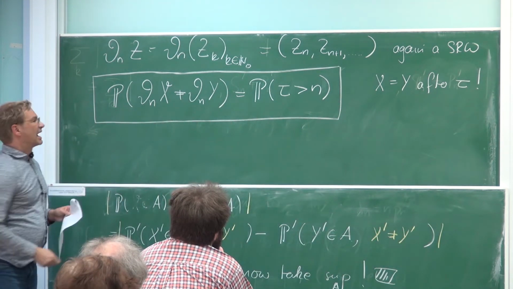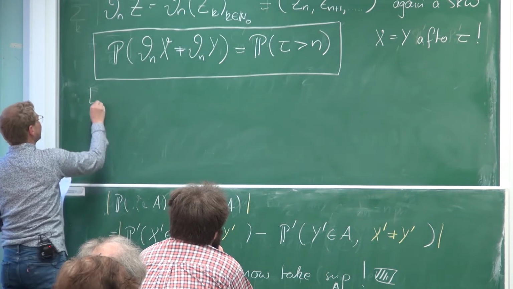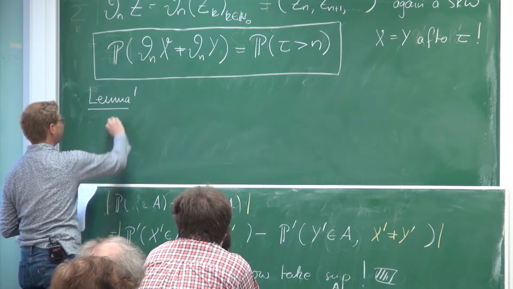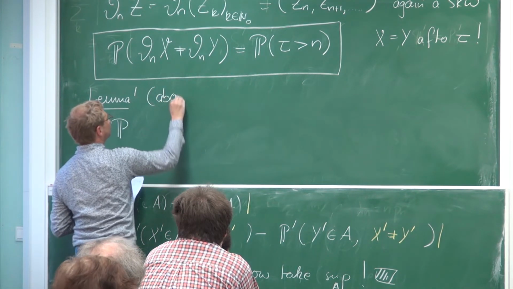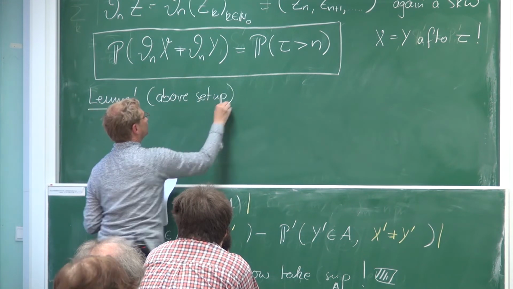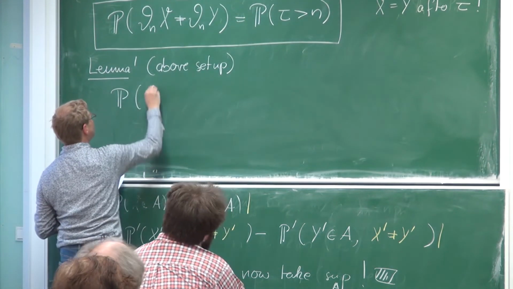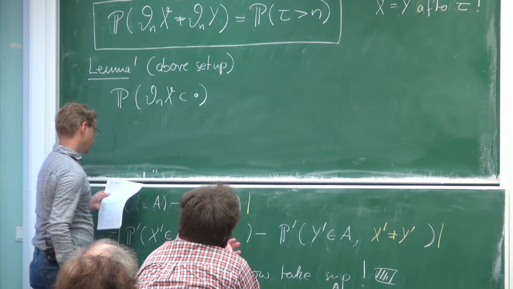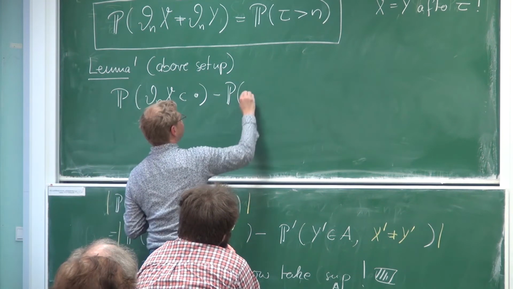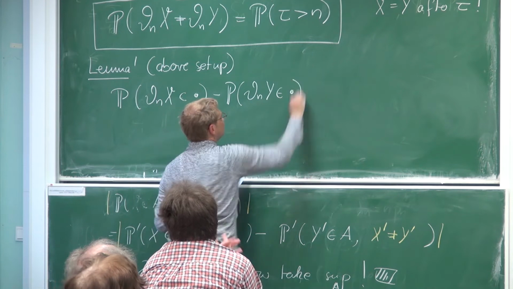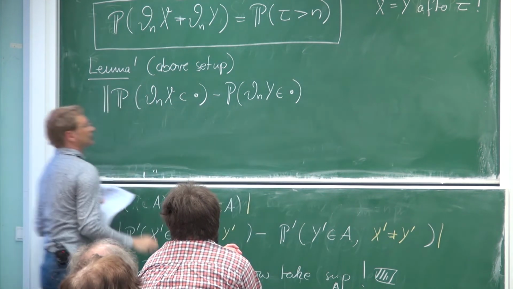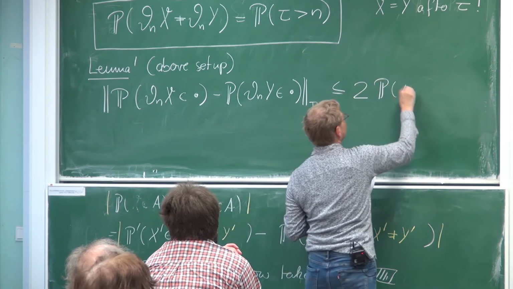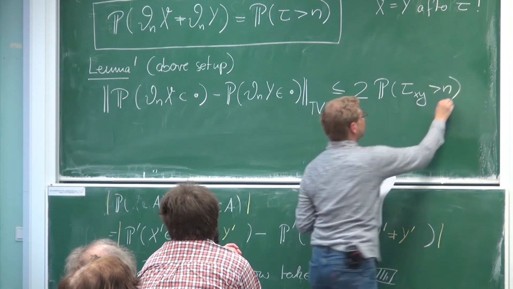Okay. And that means that we immediately get Lemma prime, and it says in the above setup that the probability of the first random walk shifted in some set minus the second random walk shifted in some set, then you look at the total variation distance, is less or equal than 2 times the probability that the coupling time is bigger than n.